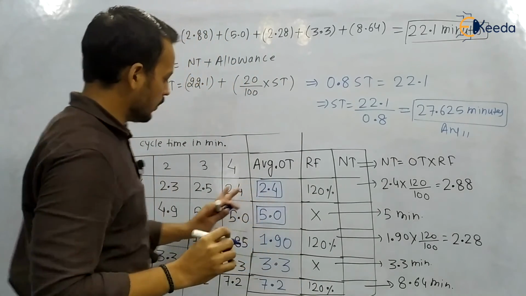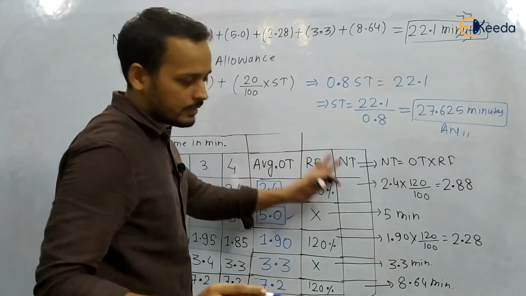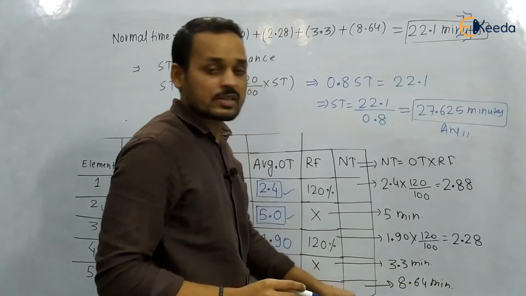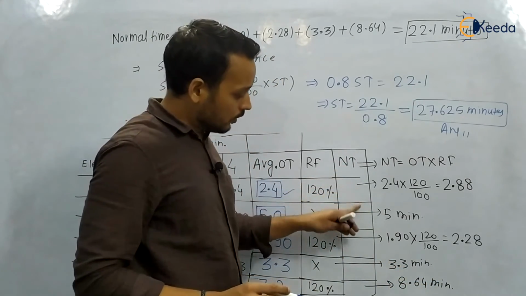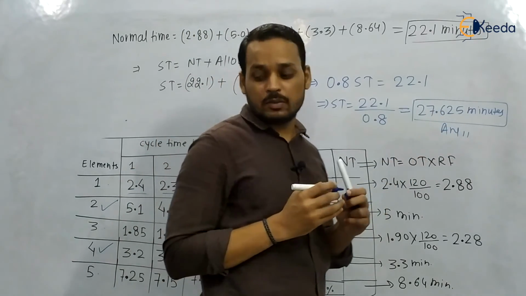It is a very simple one. You just have to take the average, and after that everything is the same. Why do we take the summation? Because all these elements are of a single activity. So the final answer is 27.625 minutes.